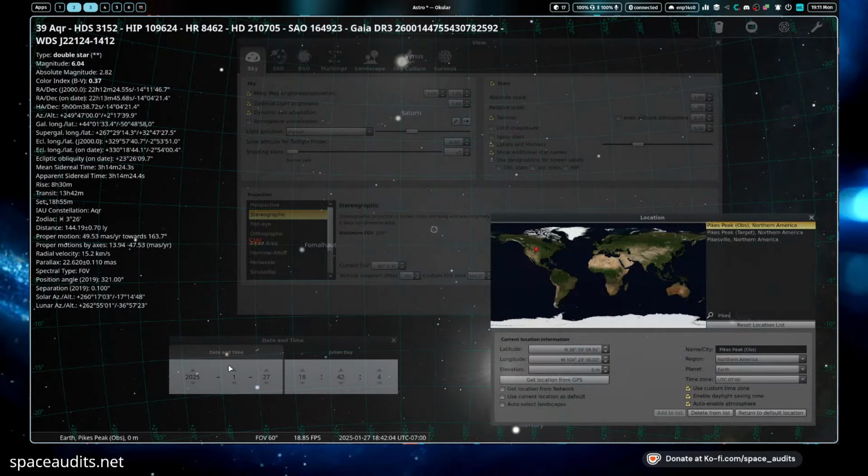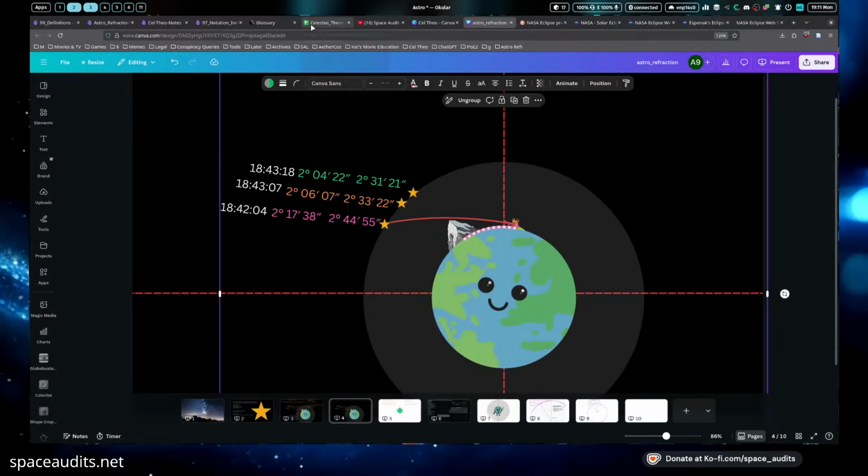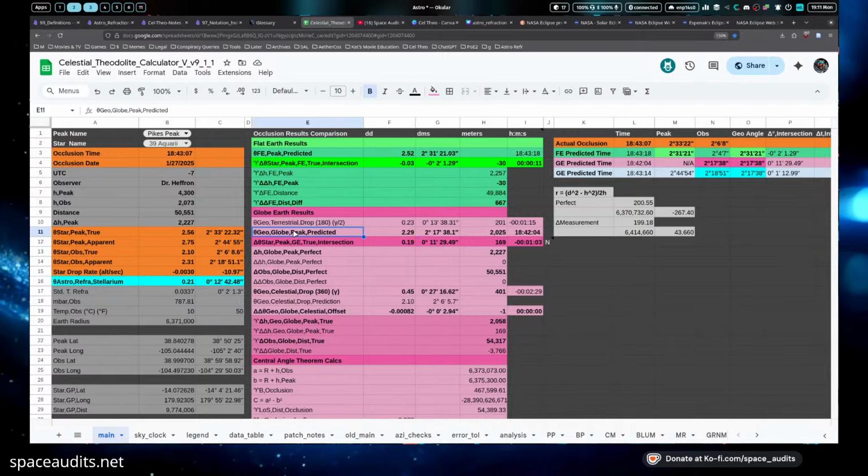Bacon, what time is it on my Stellarium right now? What time does it say? 18:42. Can you read the angle where it says Alt as? Is that 2 degrees, 17 minutes? Sure. So the globe geometric prediction for the peak, does that say 2°17'? Is that what they predict? Yeah. So at 2°17', that star was geometrically aligned at 18:42:04.